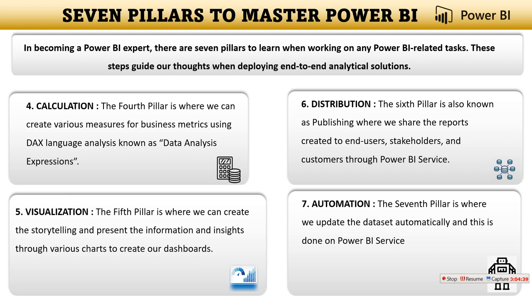And the last one, the 7th pillar, is automation, which is where we update the dataset. And once you update the dataset, the dashboard will automatically refresh and also be updated. So the first 5 pillars are done in Power BI Desktop, while the last 2 pillars are done in Power BI Service, which is the other Power BI platform.